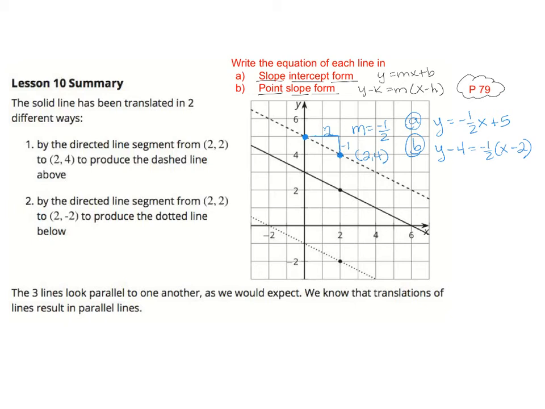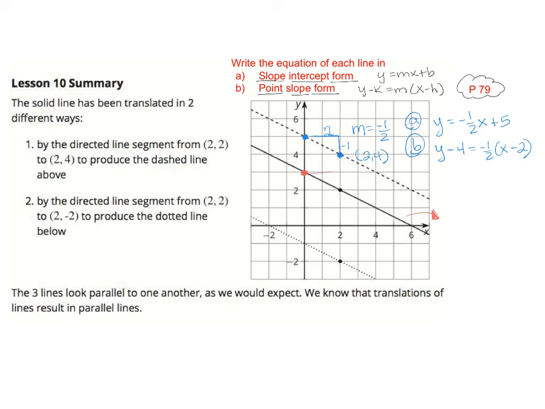Let's take a look at the middle line. So we'll take a look at the middle line right here. So in order to write the slope-intercept form, I need an intercept. Looks like it crosses the y-axis at 3.